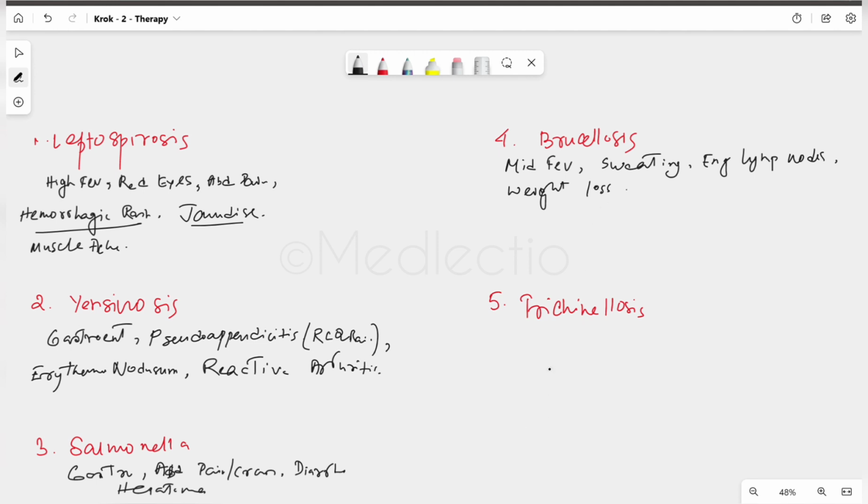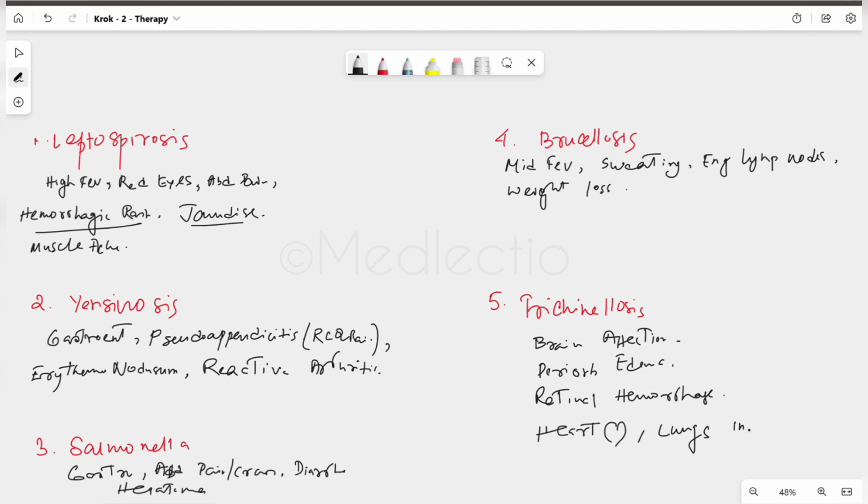And trichinosis. It's not so much important, okay. Here, remember brain affected, okay. Like you will have symptoms of affecting the brain, periorbital edema, retinal hemorrhage, okay, heart and lungs involvement.